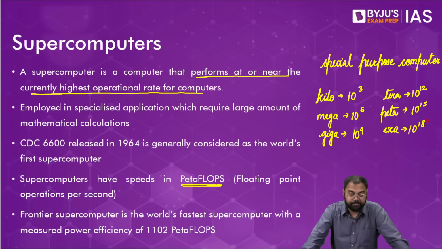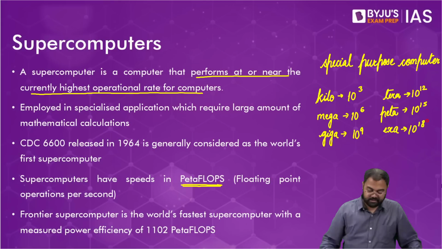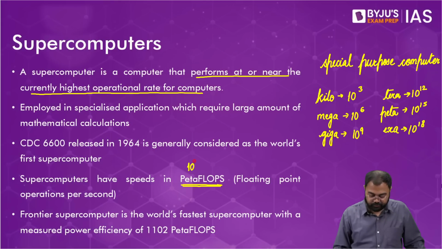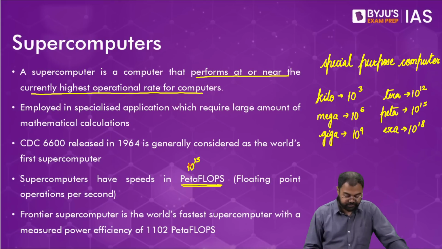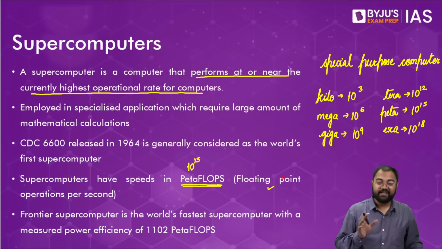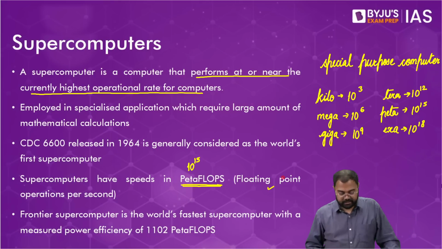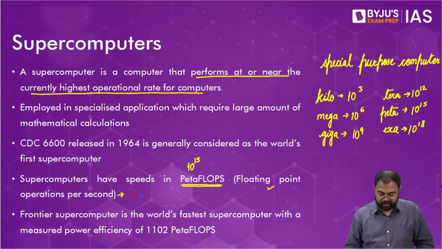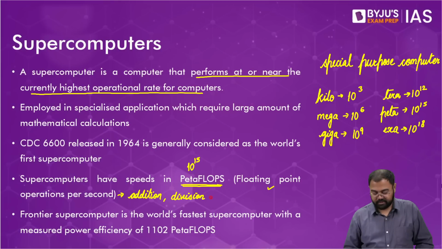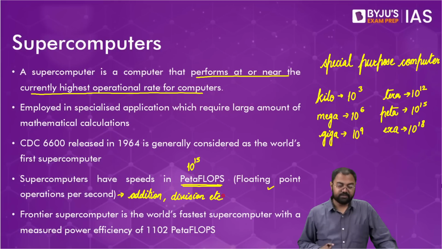So when we say petaflops, petaflops means 10 to the power of 15 flops. Now, what are flops? As you see here, floating point operations per second. Now, floating point operations are nothing but the normal arithmetic: addition, subtraction, division, etc. These are all called floating point operations.